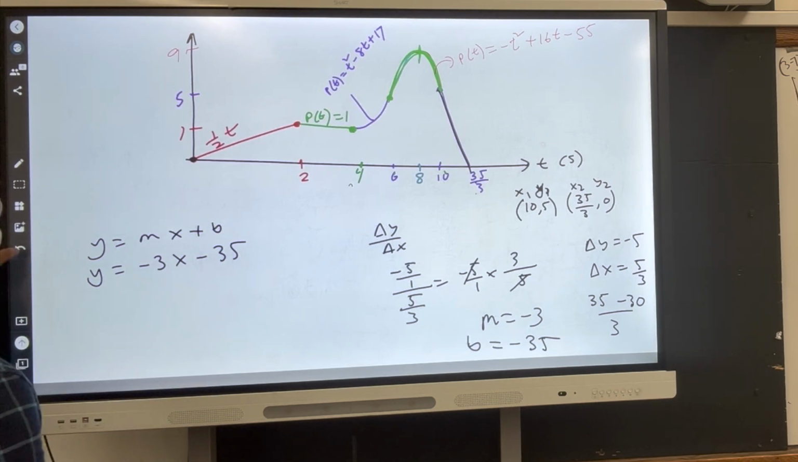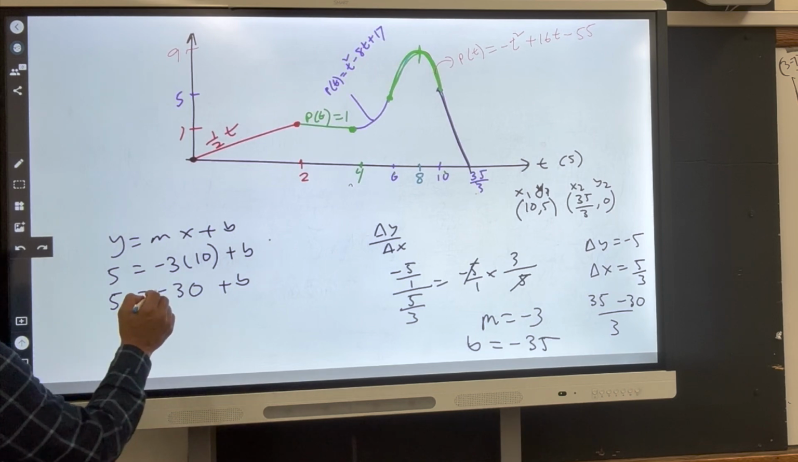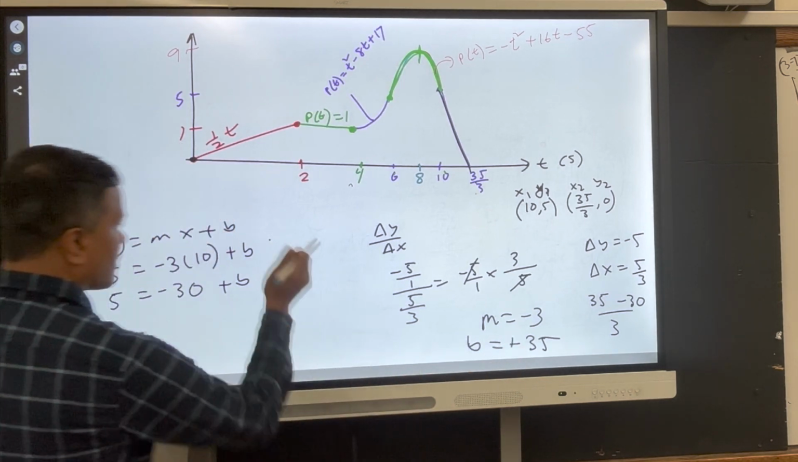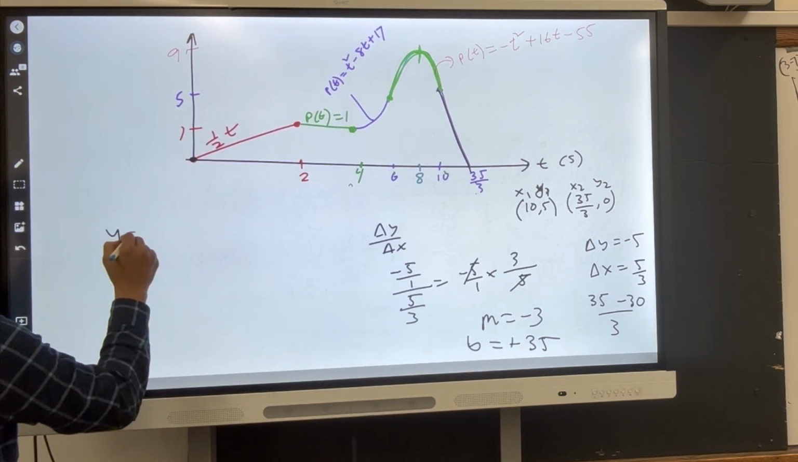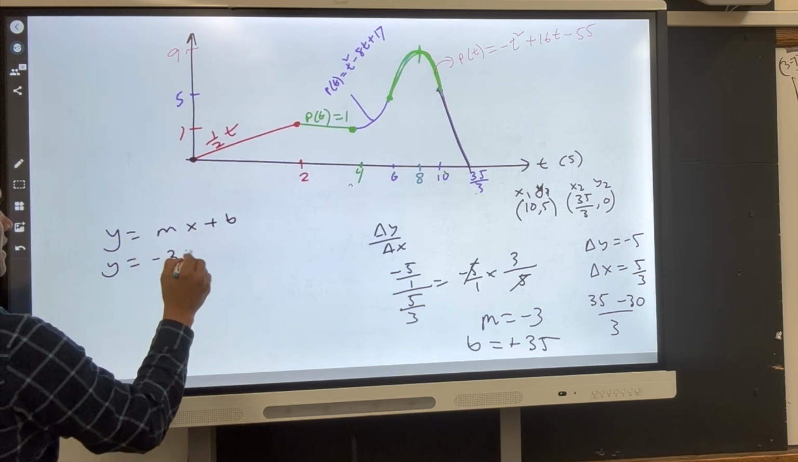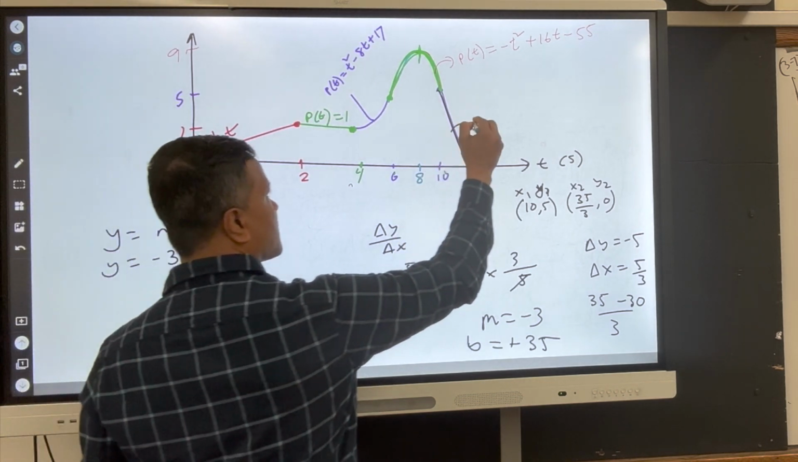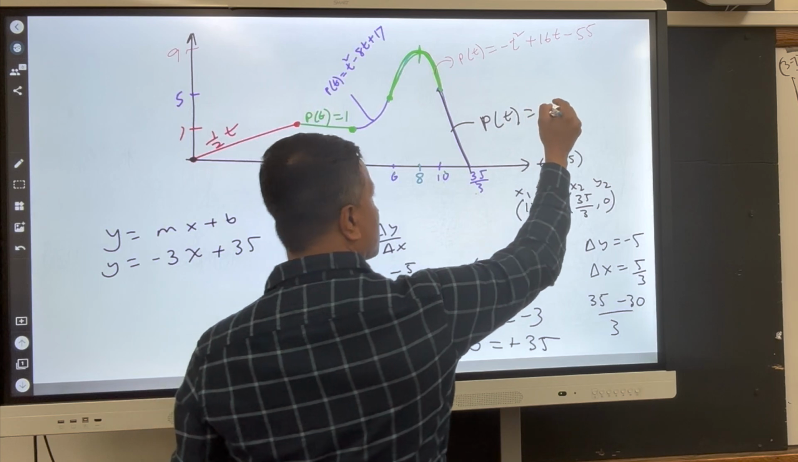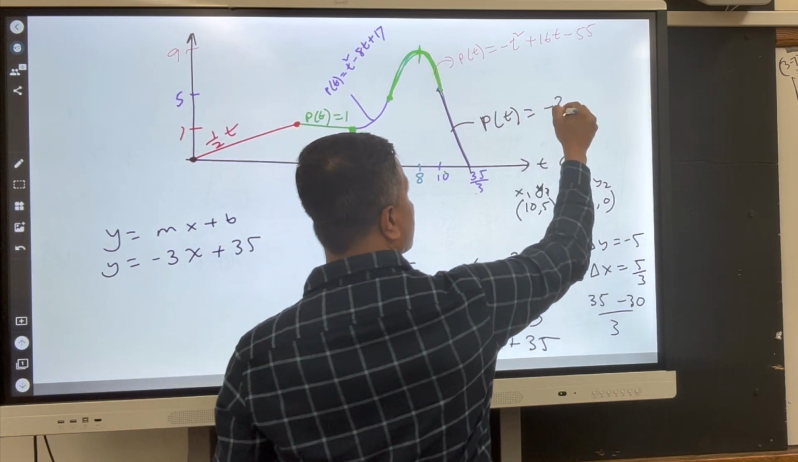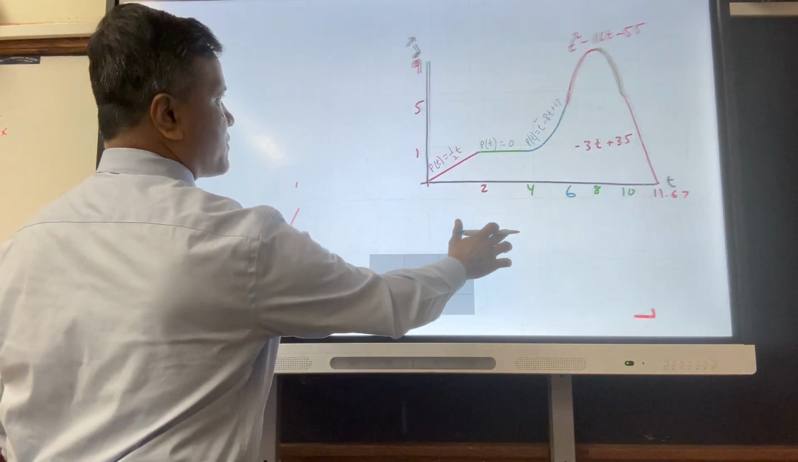Is it minus 35 or plus 35? Plus 35. Okay, so y is mx plus b. Y is minus 3x plus 35. So P of t, this one, is equal to negative 3t plus 35. I'm going to move it over there.